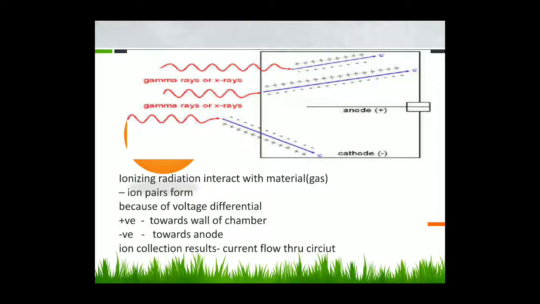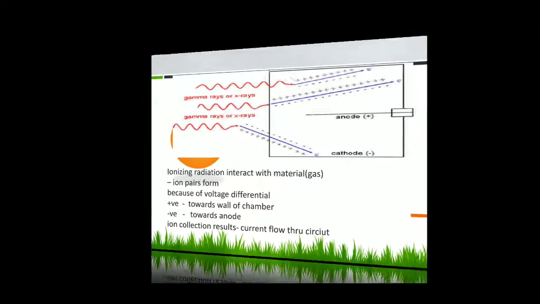When ionizing radiation interacts with the material of the detector that is filled with gas, it will form ion pairs because of the voltage differential. Then what will happen inside the chamber? Positive ions will go towards the wall of the chamber and negative ions will go towards the anode. So this ion collection results in a current flow through the circuit.